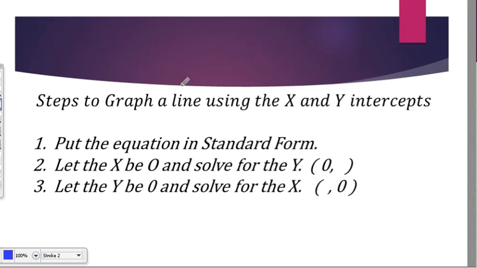So in order to graph a line using the x and y-intercepts, here are the 3 steps that we are going to follow. The first one is to put the equation in standard form. So let's just have a quick review of what that looks like.